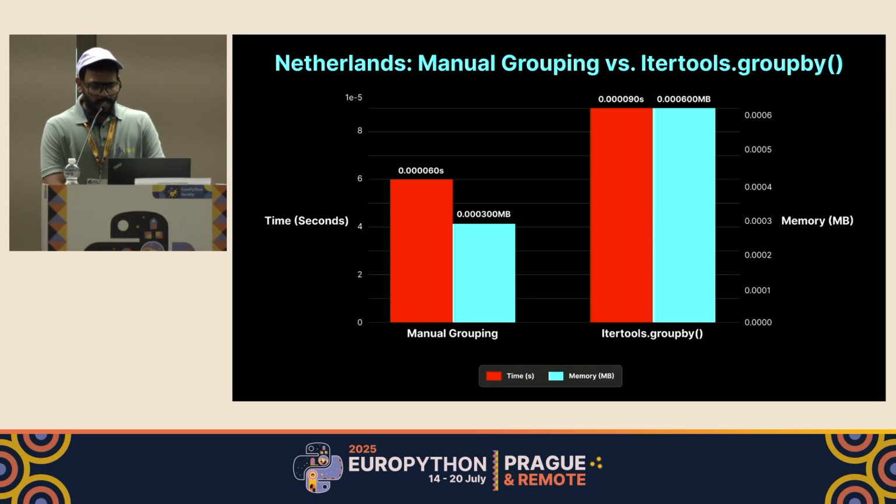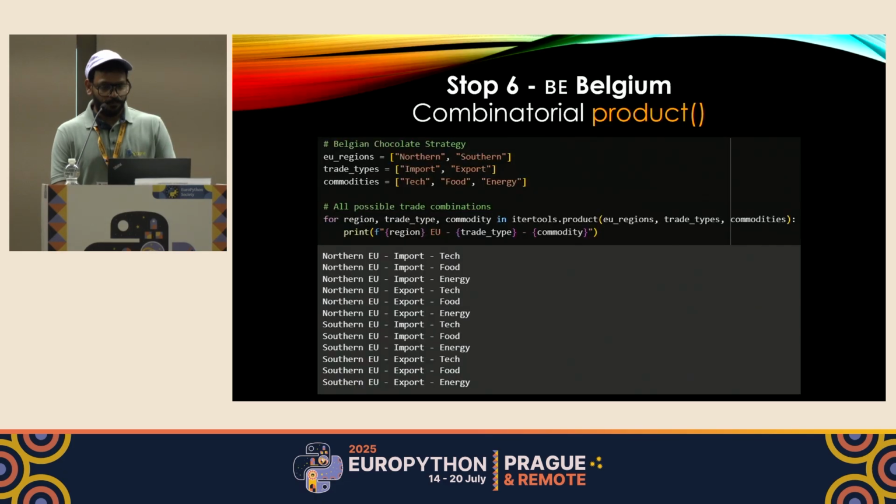And on the performance side, the manual grouping is usually faster because it's just one process. When it comes to itertools group by, you're first trying to sort the data and then perform the group by operations. That's the reason why it's slightly slower, but overall it's very elegant if you think about readability and writing code in an efficient way.